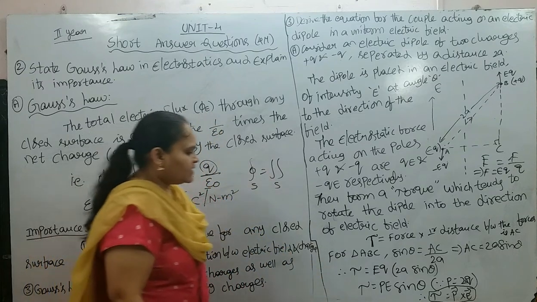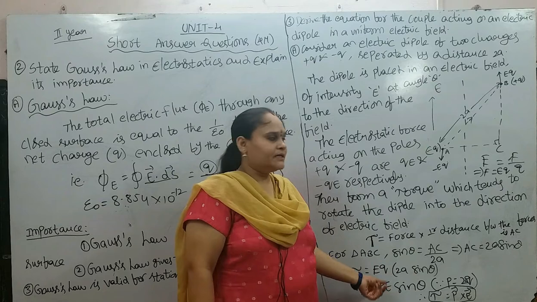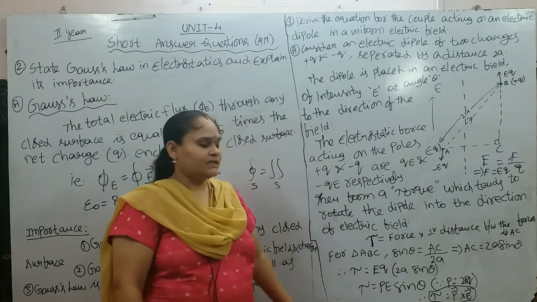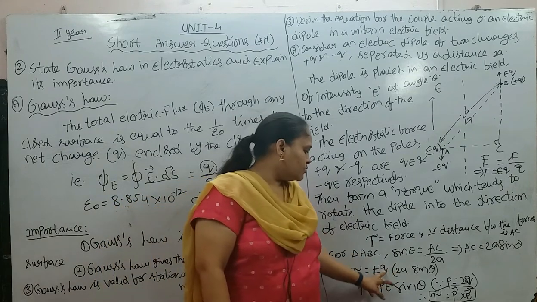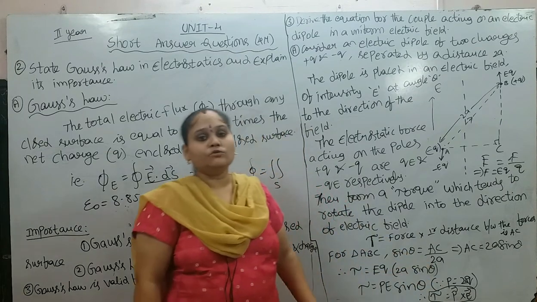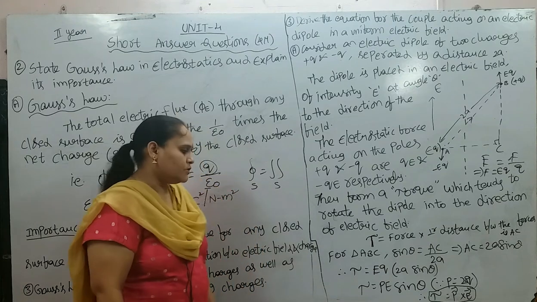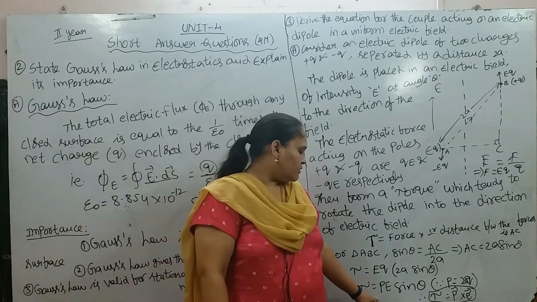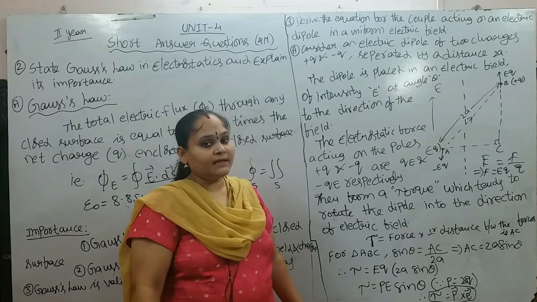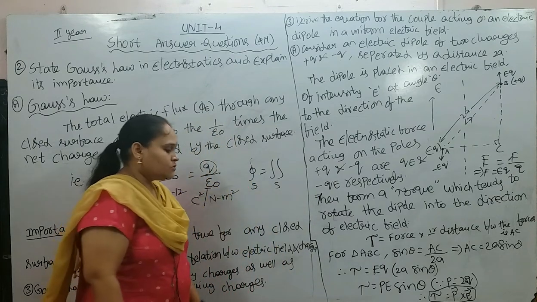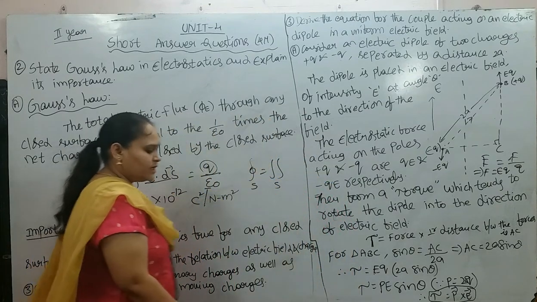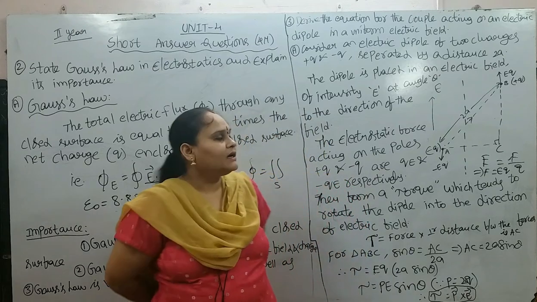Substitute the AC value in torque tau equal to F into perpendicular distance. So F is nothing but EQ and AC is nothing but 2A sin theta. So we get 2AQ sin theta. 2AQ is nothing but the dipole momentum P, where Q is the charge and 2A is the distance between the two charges. So tau equals PE sin theta. AB sin theta will be equal to A cross B from the vector and scalar property. So here we get tau equal to PE sin theta, then we can write tau equal to P cross E.